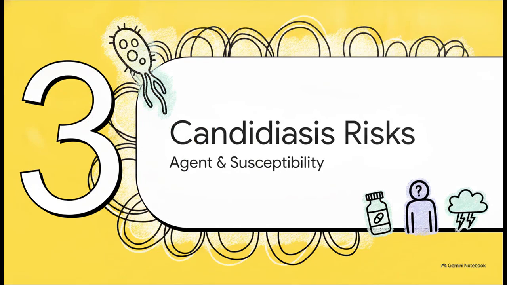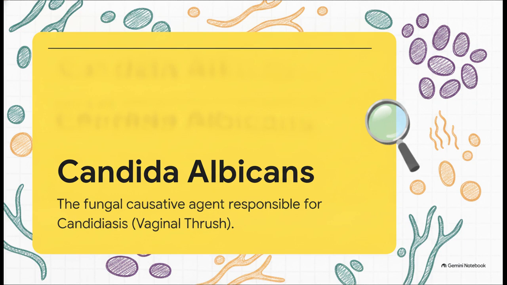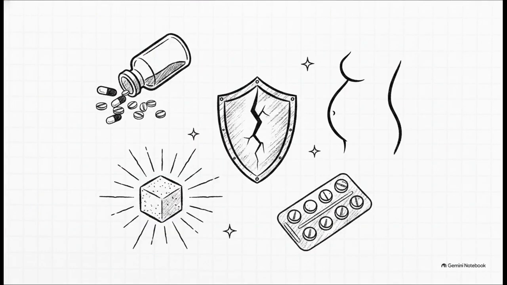All right, Section 3, Candidiasis, agent and risks. The primary causative agent you've got to memorize for vaginal thrush is Candida albicans. Now, remember, unlike the bacteria and parasites we were just talking about, Candida albicans is a fungus. And what's wild is that it's actually a normal part of the human flora in small amounts. But under the wrong conditions, it multiplies super fast into an opportunistic infection. So what exactly are those conditions? We have 5 main risk factors, and they all basically tell a story of vulnerability.